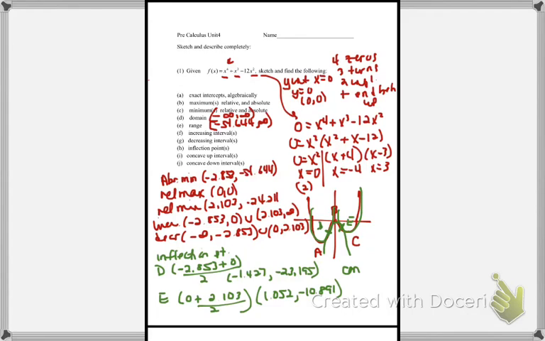So now we're going to concave up. Concave up from negative infinity to the x value of the D inflection point, negative 1.427. And we're going to concave up again from the x value of the E, 1.052, to infinity. We're going to concave down between them. So from negative 1.427 to 1.052, we're going to concave down.